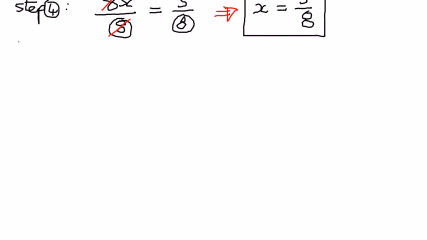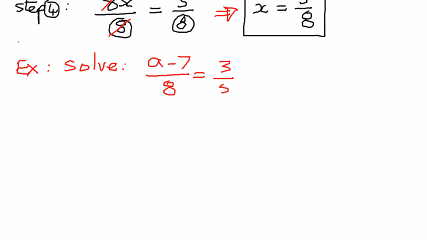In this example, let us say we want to find the unknown quantity. Let me write this: solve this equation. a minus 7 divided by 8 is equal to 3 over 5. The variable here is a, and we want to find the value of a. So let's write these different steps in here.